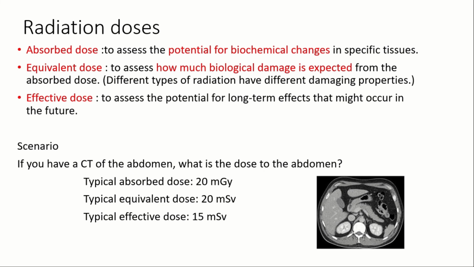The head is less sensitive than the chest. So for example, for a CT scan of the abdomen, if somebody asks you about the dose of radiation, you can't just answer that the CT scan dose is 20 millisievert. If you want to answer that kind of question, you have to answer based on the following doses. The typical absorbed dose is 20 milligray, the typical equivalent dose is 20 millisievert, and the typical effective dose is 10 millisievert.